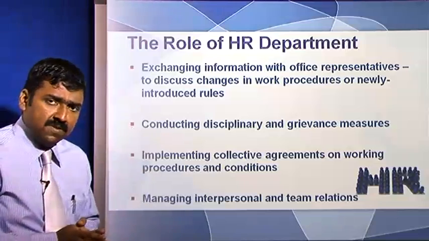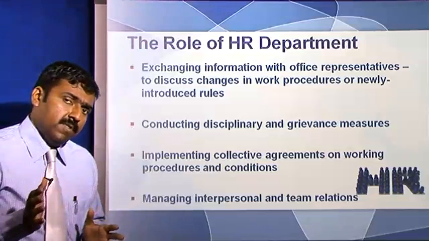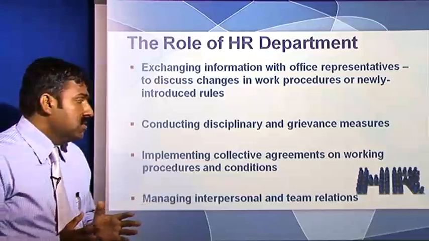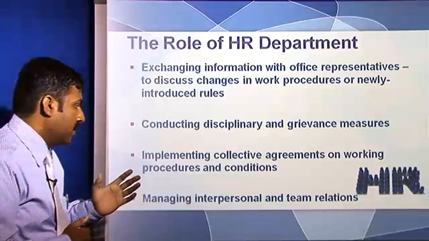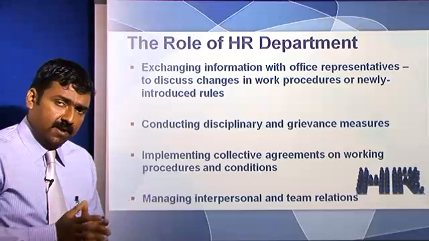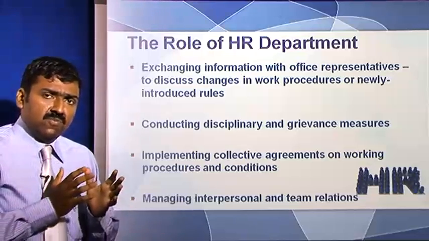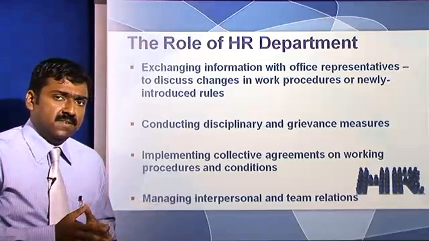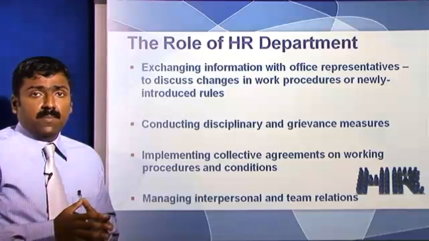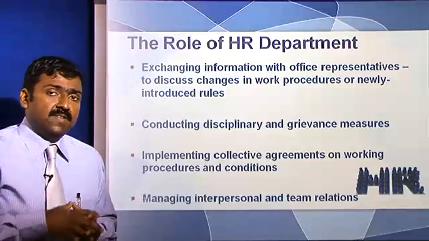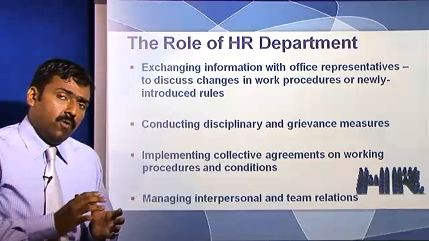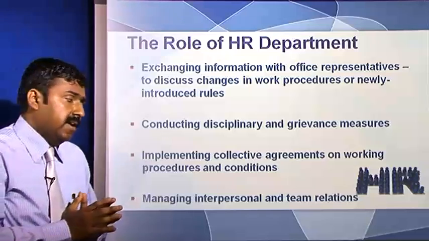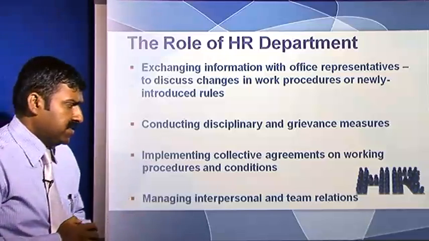Conducting disciplinary and grievance measures in line with the procedures set, involving the officials of the trade union. Now, giving timely communication to all concerned. Implementing collective agreements on working procedures and conditions. What were the collective agreements that were agreed upon, and they have to be implemented. If they are not implemented, it leads to a wider issue, and what happens next is something which is big, and it can be controlled only by the involvement of the senior management and senior level officials of the trade union. So in order to avoid all that, you need to see whether the agreements are implemented in letter and spirit.